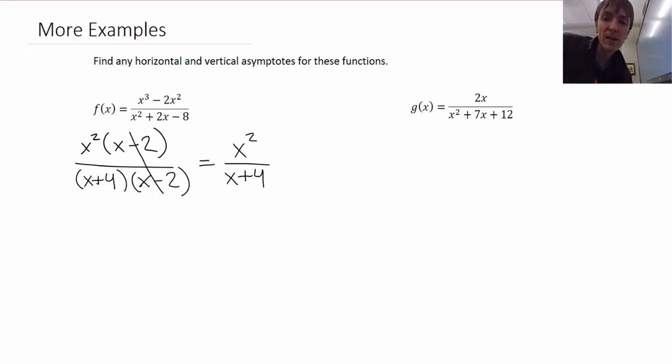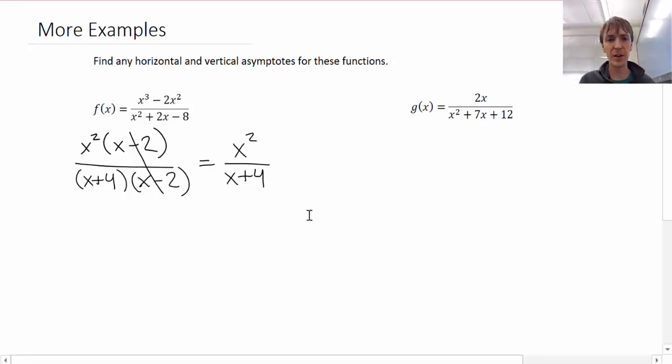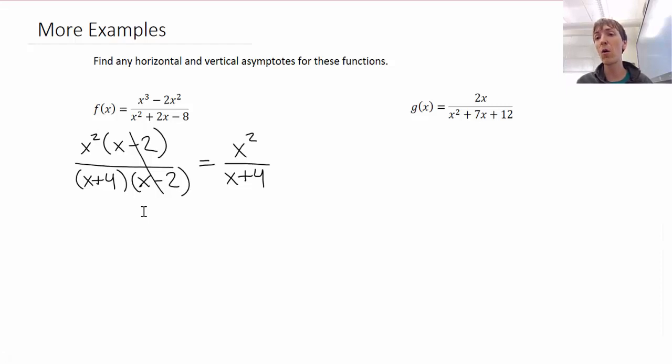Okay, so what does that simplification tell me? After the simplification, what are the roots down below? Well, the only root that's left is x equals minus 4. So that's what's going to be my only vertical asymptote. The root here, x equals 2, that I canceled, that's not going to be a vertical asymptote. In fact, it's actually going to be a hole in the graph.